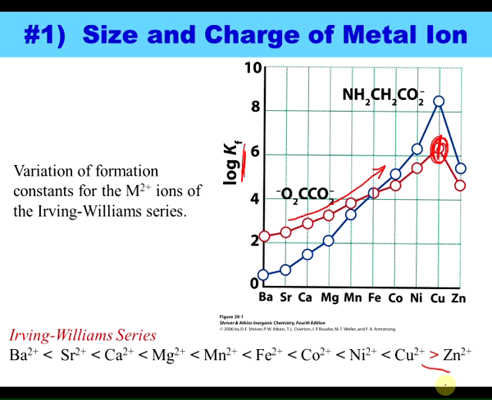So the general trend is that as you go across the periodic table, Z effective is increasing. So this is going to create a more stable metal complex, but we have some exceptions when it comes to zinc.